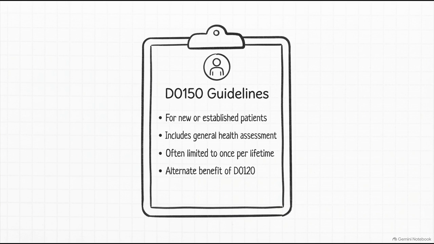Usually, it's brand new patients, established patients with significant systemic health changes, or established patients who haven't had active treatment for 3 or more years. But beware, the revenue cycle trap here is brutal. Many plans restrict this code to a literal once-per-lifetime limitation per carrier.